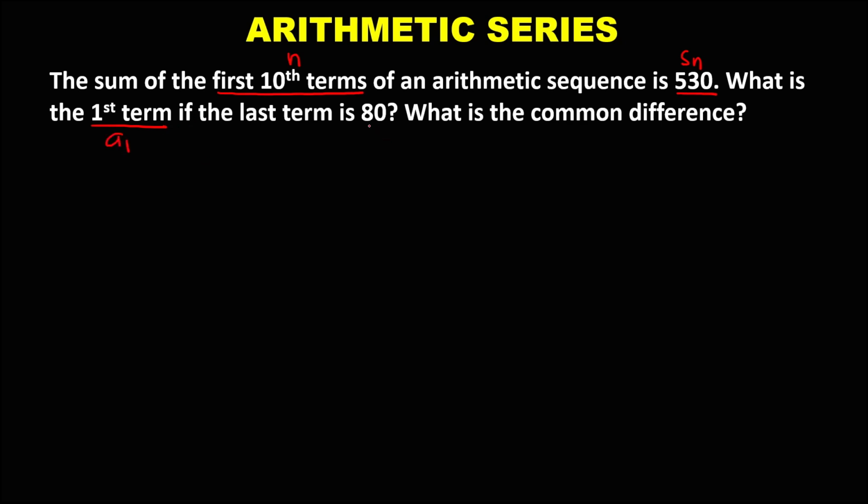If the last term is 80, and this is A sub n for the last term, then what is the common difference? So this one is D. So these are the givens for this problem and the unknowns: the first term, that's A sub 1, and the common difference, that's D. So first, we need to find the first term using this formula.